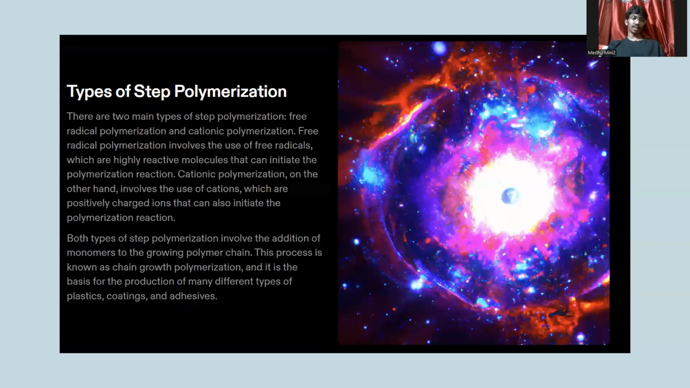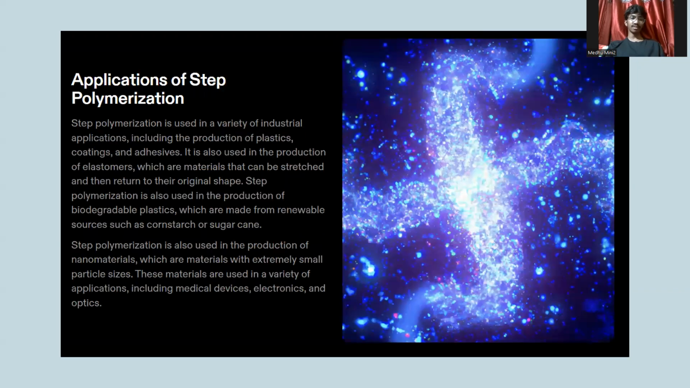Types of polymerization. There are two main types of polymerization: free radical polymerization and cationic polymerization. Free radical polymerization involves the use of free radicals, which are highly reactive molecules that can initiate the polymerization reaction. Cationic polymerization, on the other hand, involves the use of cations, which are positively charged ions that can also initiate the polymerization reaction. Both types of polymerization involve the addition of monomers to the growing polymer chain. This is a process known as chain growth polymerization, and it is the basis for the production of many types of plastics, coatings, and adhesives.